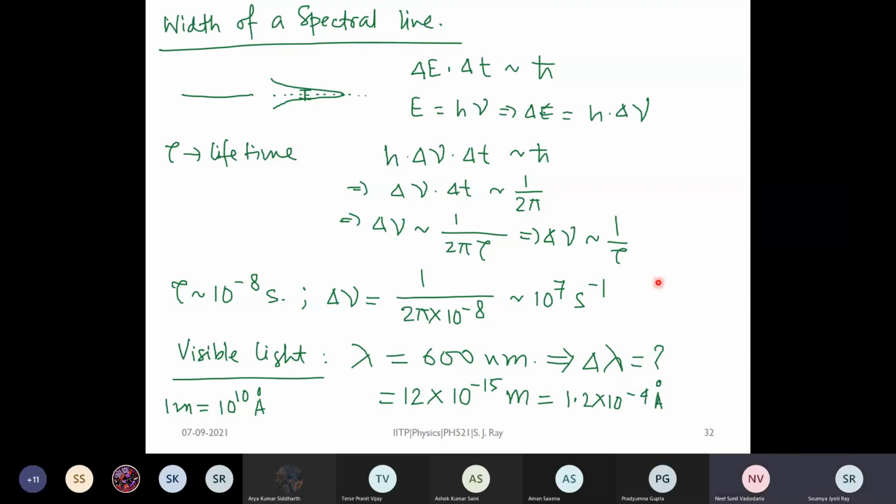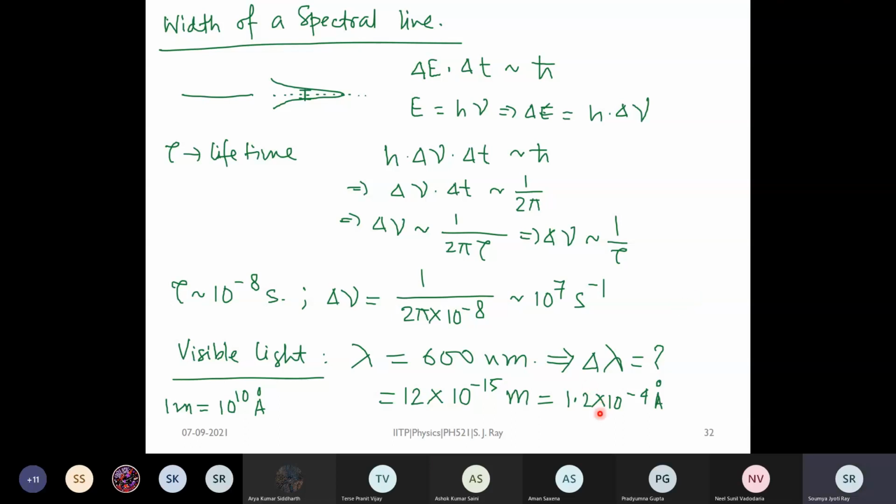So how do we find out the lifetime value, or is it an experimental thing? There are ways to calculate. You first do this calculation, calculate delta lambda. Anyone got the answer? If you have not, then you try it at home.